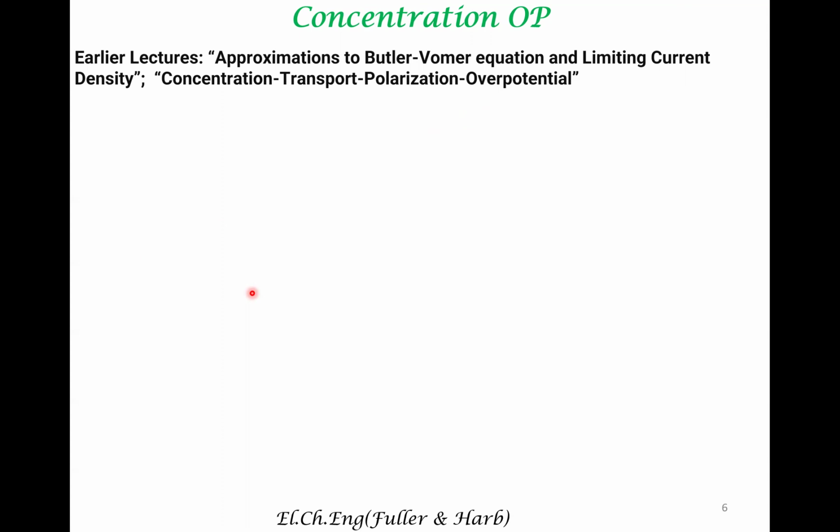Moving on to concentration overpotential, we have already covered the fundamentals of concentration overpotentials in these two lectures. You must have a good understanding of the content of these lectures to think through the concentration overpotential. So the central quantity here is the limiting current density. The limiting current density can be expressed in this manner.